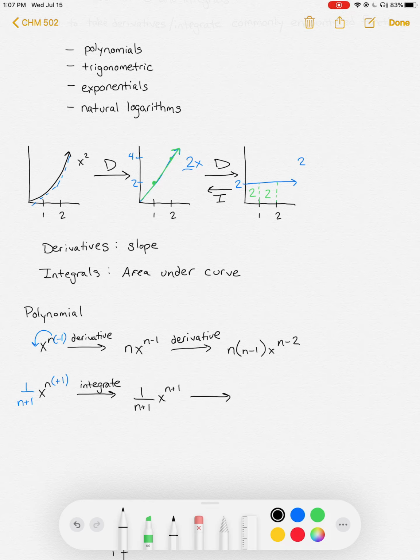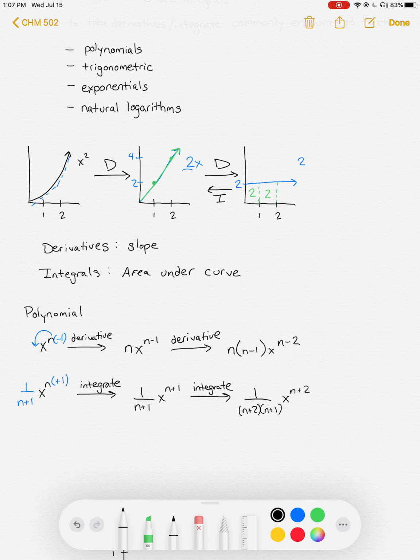And we can do that again. And we would get 1 over n plus 2, n plus 1 times x to the n plus 2. And so if you are not convinced by this, you can go through and play around with this and find out that this process of integrating is the exact reverse of the process we did above, taking the derivative.